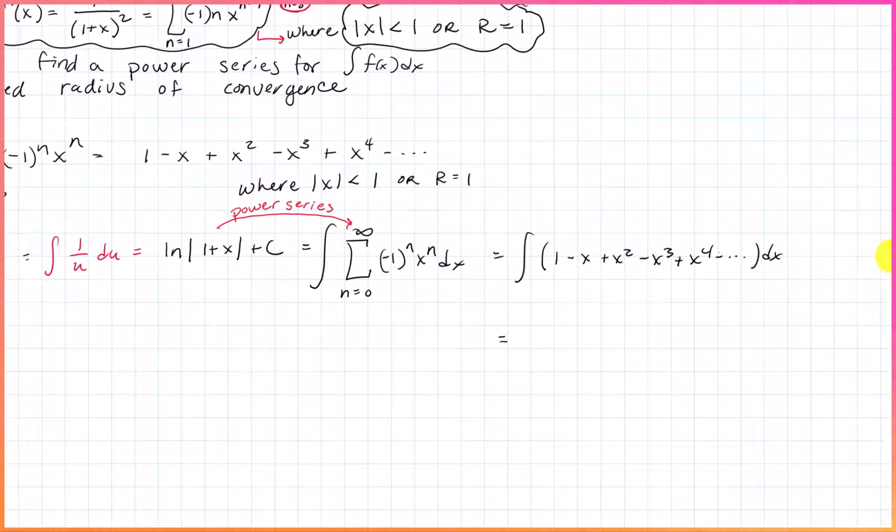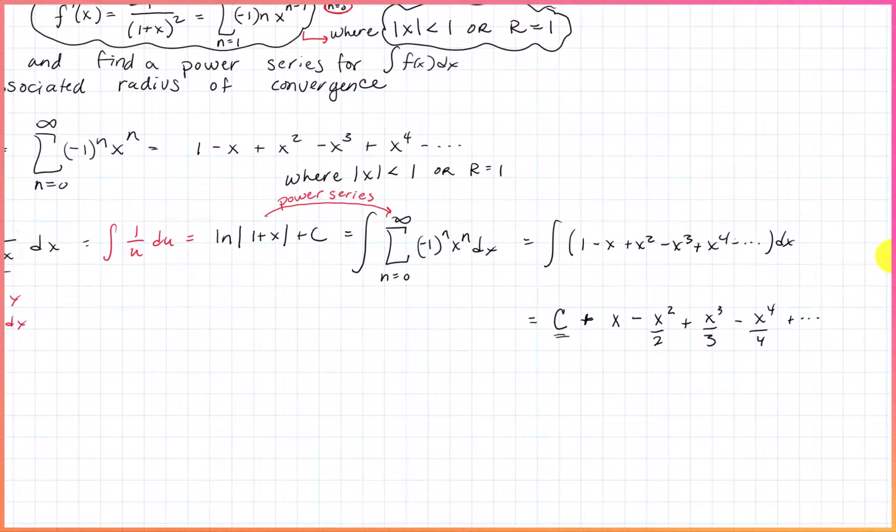Well, when we integrate, first of all, we're going to get an integration constant. So we're going to get plus c, and then the integral of 1 is going to be x minus x squared over 2 plus x cubed over 3 minus x to the fourth over 4 plus, and so on and so forth. I just put the integration constant in the front. So when we integrate a power series, we're integrating it just term by term.